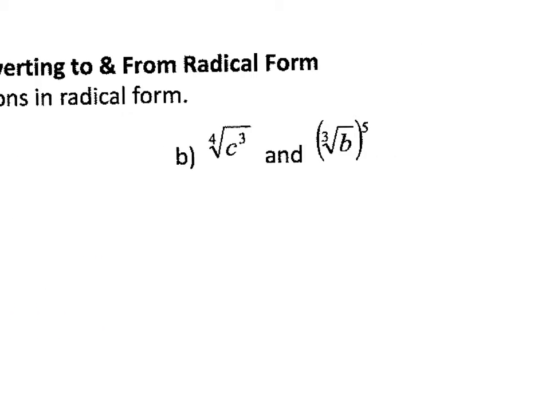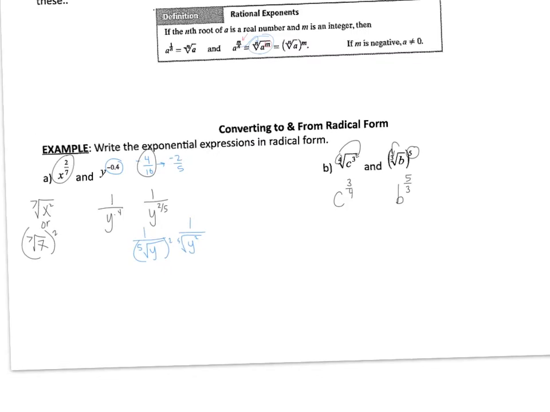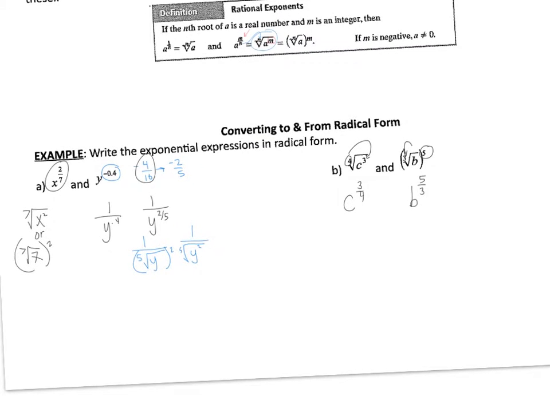And then over here, I'm going to write it as an exponent. This is my denominator of my exponent, and 3 is the numerator. So it's c to the 3/4. This is my denominator, and my numerator is 5. So be comfortable going back and forth.